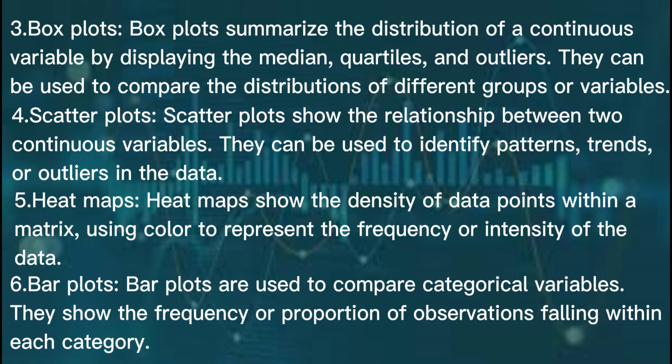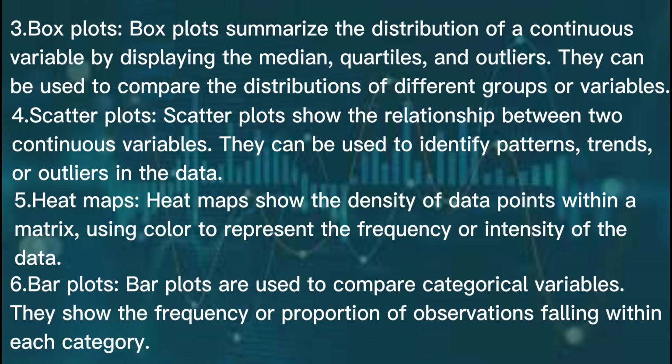4. Scatter plots. Scatter plots show the relationship between two continuous variables. They can be used to identify patterns, trends, or outliers in the data. 5. Heat maps. Heat maps show the density of data points within a matrix, using color to represent the frequency or intensity of the data.